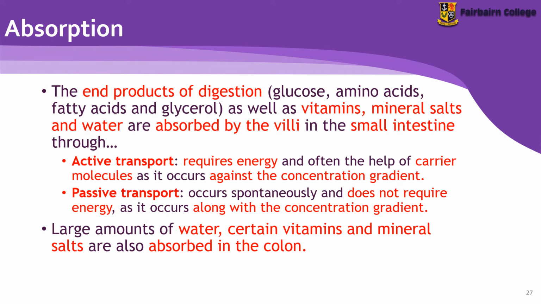Some of them require energy as they have to be transported against the concentration gradient, meaning from a low concentration to a high concentration. This type of transport is referred to as active transport. Other substances do not require energy as they go along the concentration gradient, meaning from a high concentration to a low concentration. This type of movement is called passive transport. It is also worth noting that not all substances are absorbed by the small intestine, as a large amount of water and certain vitamins and minerals are also absorbed by the colon. We will look at how each different substance is absorbed either by the small intestine or the large intestine.